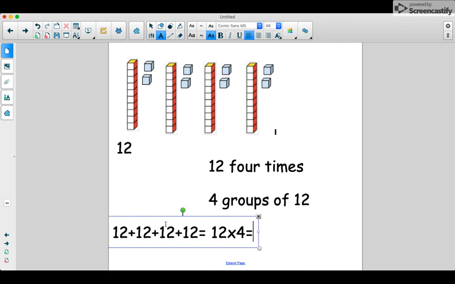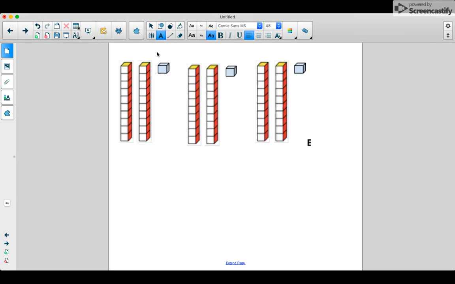So I can figure the answer out by thinking 10, 20, 30, 40. I have 4 tens, and then 1, 2, 3, 4, 5, 6, 7, 8 ones. So my answer would be 48. This will work no matter what.